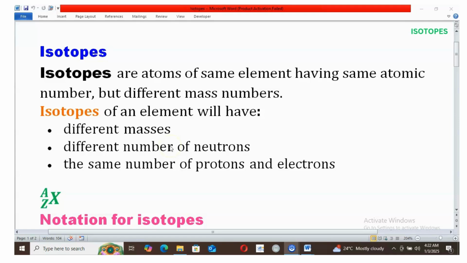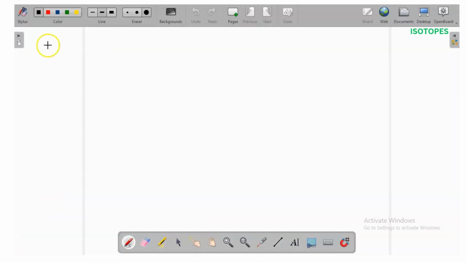Let's take the example of the element chlorine. It is made of atoms of chlorine, which contain the same number of protons, but the number of neutrons is different. Also, the mass numbers are different. Okay, let us use this table.